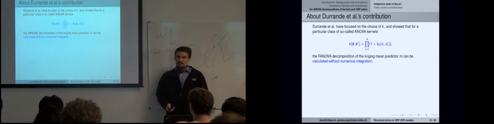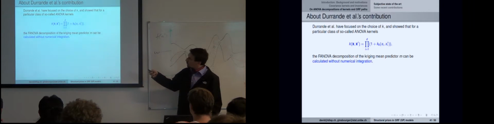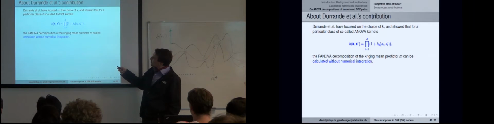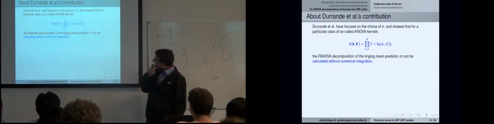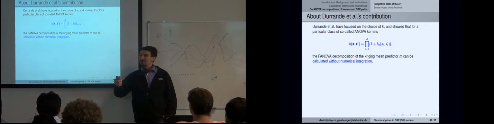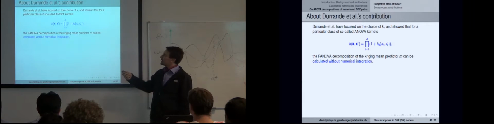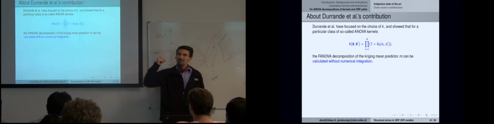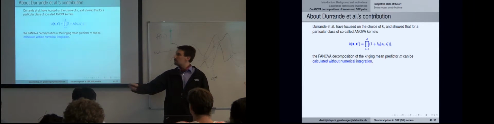Now comes Nicolas. And Nicolas, in 2013, proposed to use so-called ANOVA kernels, kernels of that form. So kernels that write as a product over the dimensions of 1 plus a one-dimensional kernel. And he realized that if you take K naught here to be a zero mean kernel that we saw before, then the Fanova decomposition of the Kriging mean can be calculated without any numerical integration. So you get the expectation of the Fanova decomposition for free if you take a kernel of that kind.